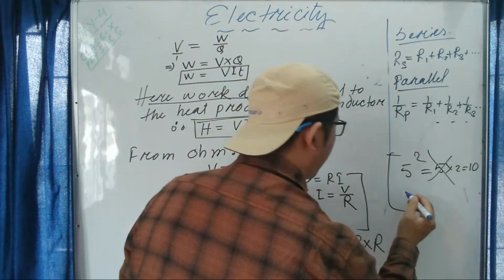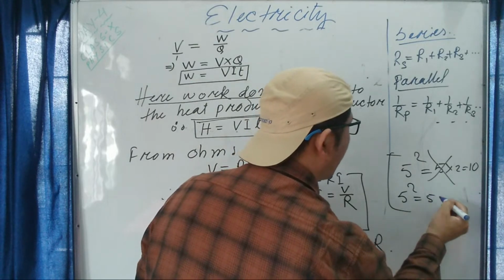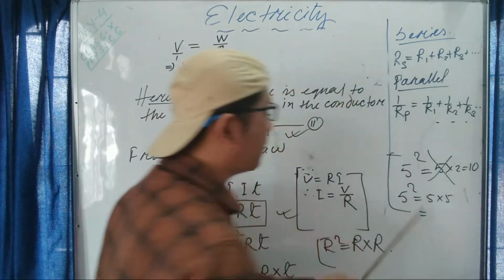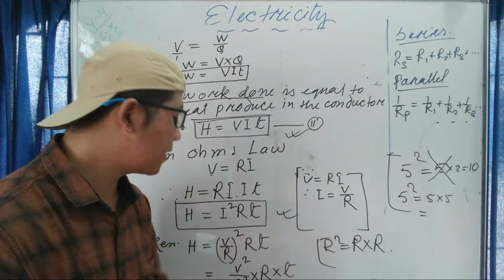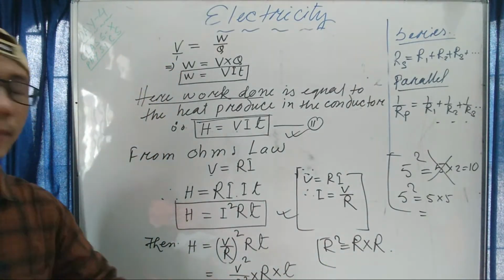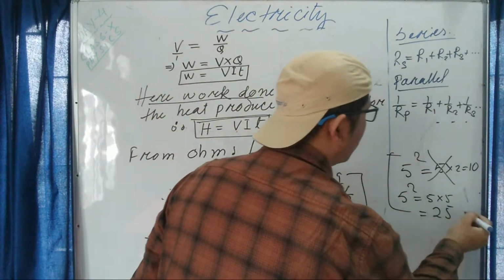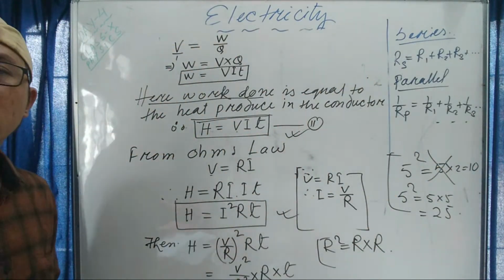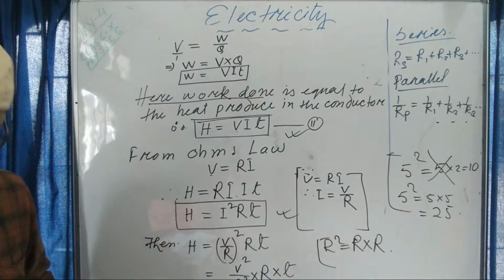Okay, then what is the correct? 5 square means that 5 into 5. That means that 5 is multiplied twice. Like that here, R square means that R is multiplied twice. All right, then here 5 square is 25, not 10. Okay, so at this point, please don't get confused.